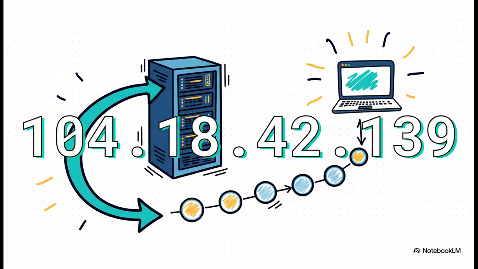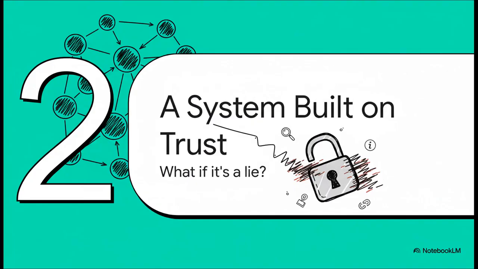The authoritative name server is the one that holds the master record. It looks it up and sends back the correct IP address, 104.18.42.139, all the way back down the chain to the recursive server, which then gives it to your browser. And the craziest part? This whole round-trip detective story happens in the blink of an eye, milliseconds. I mean, it's an incredible, beautiful, intricate system that just works.